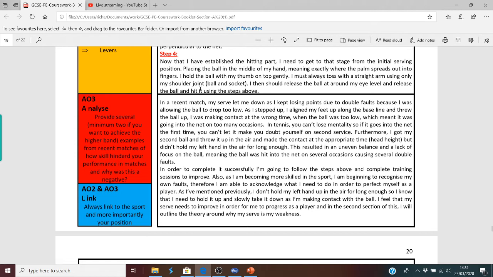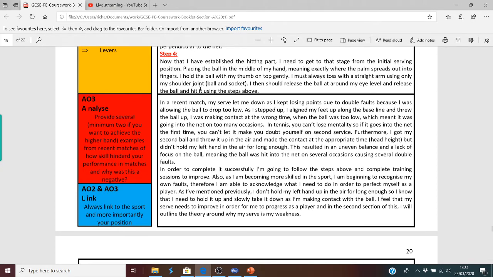In tennis, you can't lose mentality. So if the ball goes into the net the first time, you can't let it make you doubt yourself on the second service. Furthermore, I got my second ball and threw it up in the air and made contact at the appropriate time around head height, but I didn't hold my left hand in the air for long enough. This resulted in an uneven balance and a lack of focus on the ball, meaning that the ball was hit into the net on several occasions, causing several double faults.